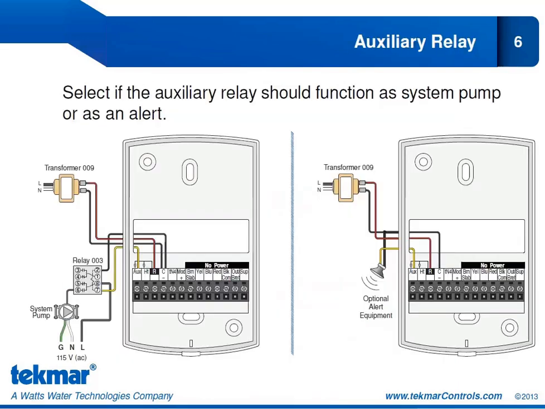The last thing I want to draw your attention to before we dive into those application diagrams is the auxiliary relay. The auxiliary relay can be set to operate a system pump or an alert device. If we select it to operate a system pump, then we require the use of an isolation relay. And that is, of course, because the auxiliary relay is tied to the 24-volt R.